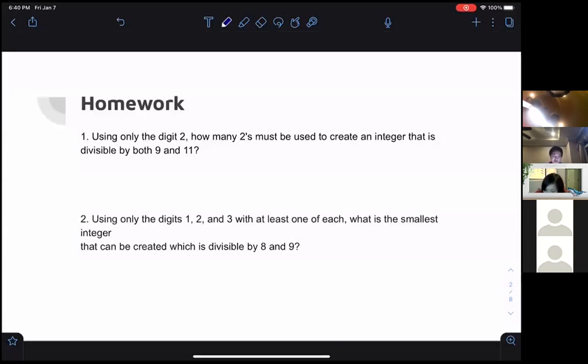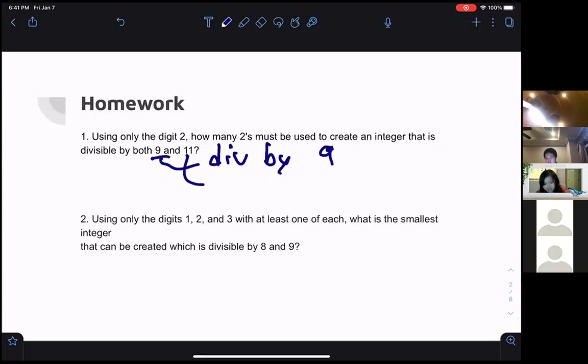Okay, so let's go over the homework. Using only the digit 2, how many 2's must be used to create a number that's divisible by both 9 and 11? So this kind of cuts into today's topic, right? The divisibility rule for 9 is that the sum of all the digits has to be divisible by 9 for the number to be divisible by 9. We'll prove this later on.